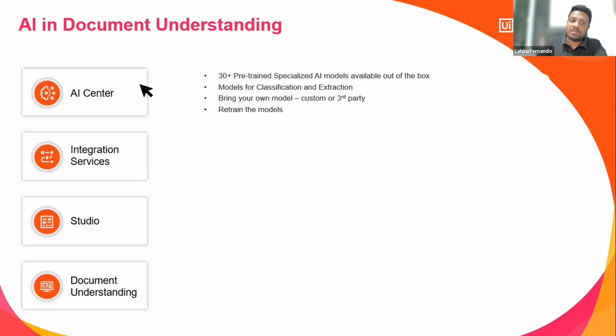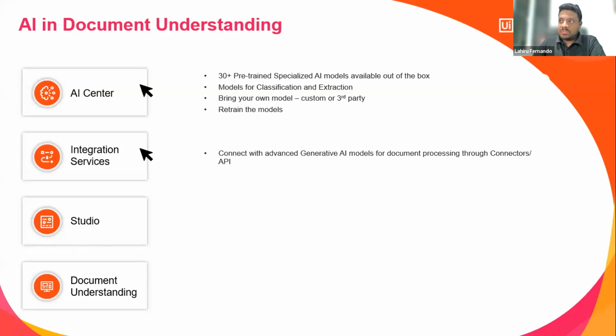In addition to that, you can also use your own third-party model. So if you have your internally developed AI model to process documents, you can include that as well in AI Center. And it also provides the retraining capabilities. Then comes the Integration Service. So this is also another one that we can use along with document understanding to connect with third-party AI capabilities like generative AI, for example. And this provides the connectivity and we can even use the API activity.